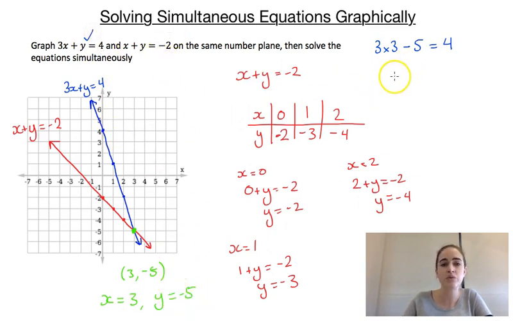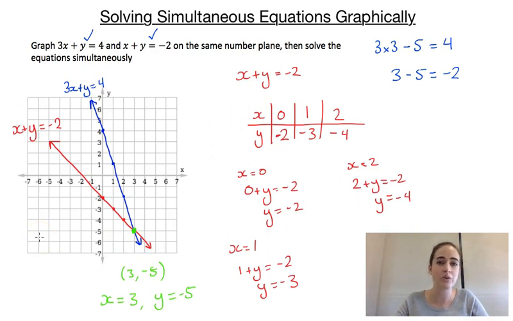If we test in the second one, we've got x plus y, so we'd have 3 minus 5. 3 minus 5 would give us minus 2, which is what we were after. So that's our way of double checking that we have solved it correctly. So that's having a look at solving simultaneous equations graphically.